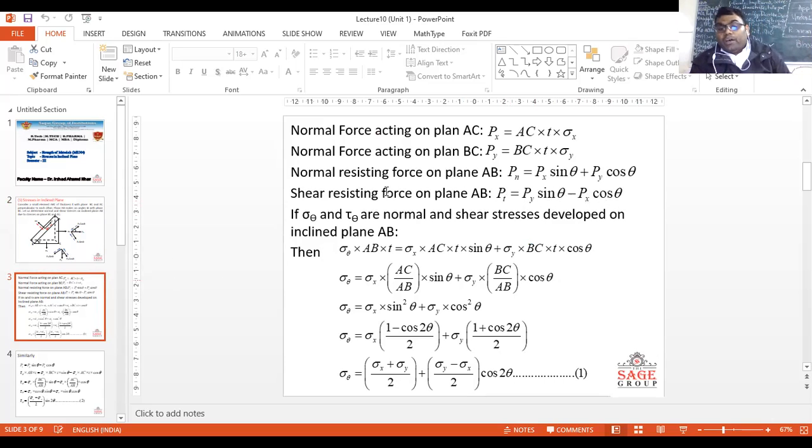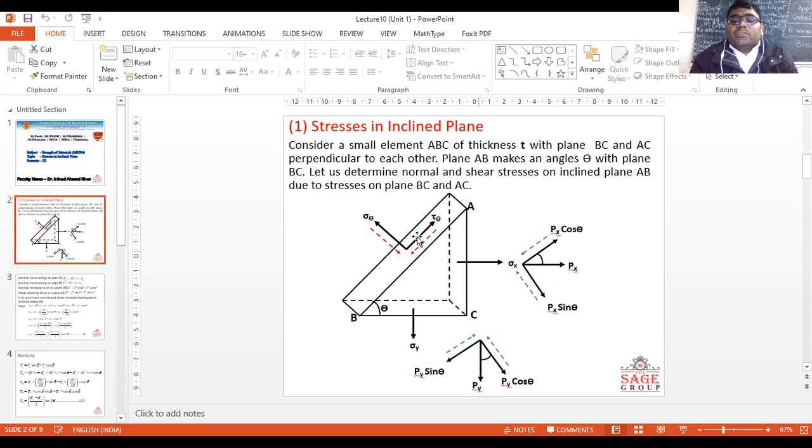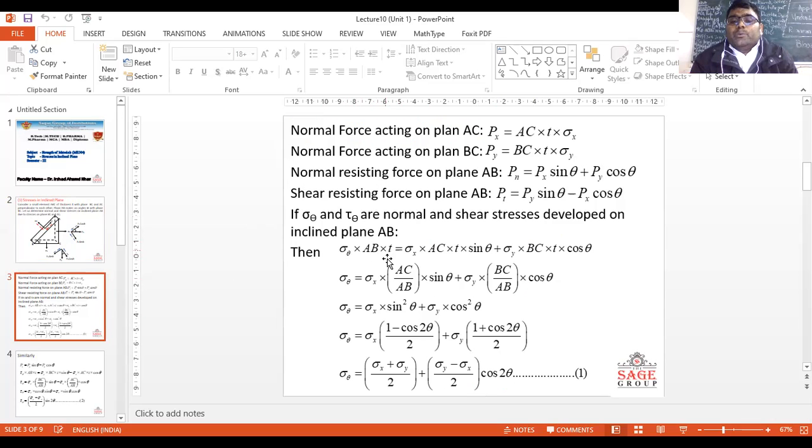Okay, so now if sigma theta and tau theta are the normal and shear stress on the inclined plane, that's simple. This Pn stands for the normal force. Now put the value in it: in place of Pn you can put the value of sigma theta. Sigma theta on plane AB with thickness T becomes sigma theta AB into T, and you put the value of sigma y here.